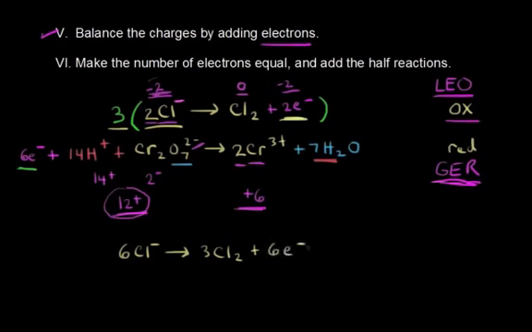Okay, let's go ahead and rewrite our reduction half reaction, because we have a lot of stuff going on here. So I'm just going to rewrite exactly what we have. 6 electrons plus 14 protons, plus the dichromate anion, like that. Right, and then I have two chromium ions and 7 waters. Okay, so now I have my 2 half reactions. I've made the number of electrons equal, and we're ready for the last step.